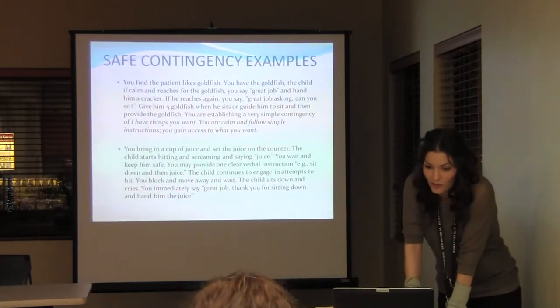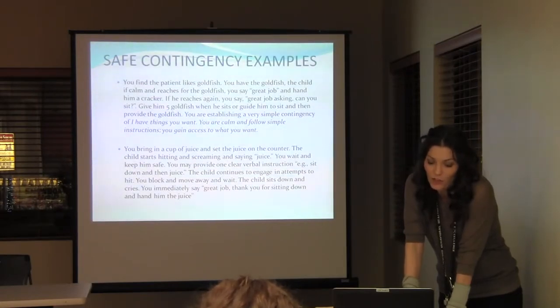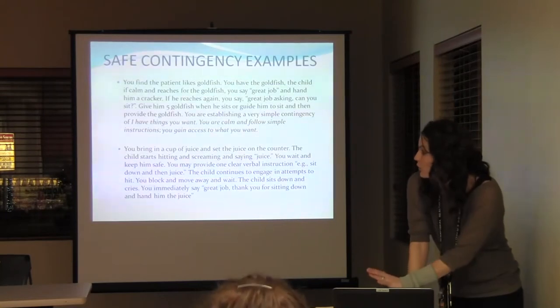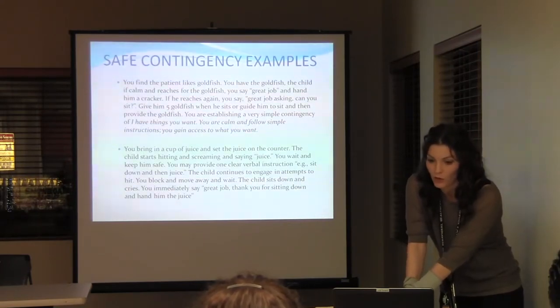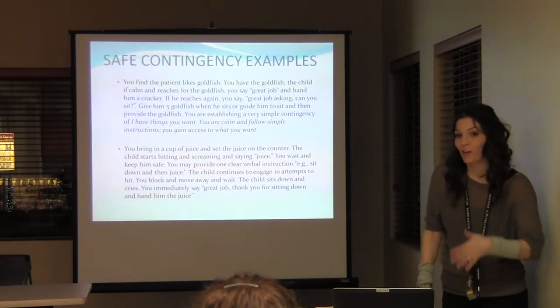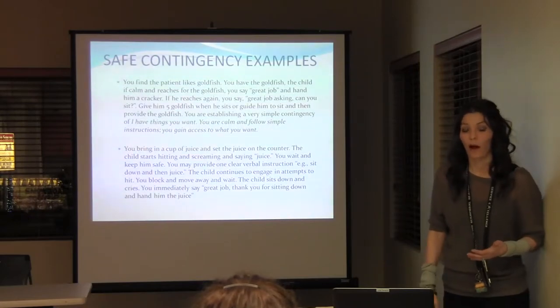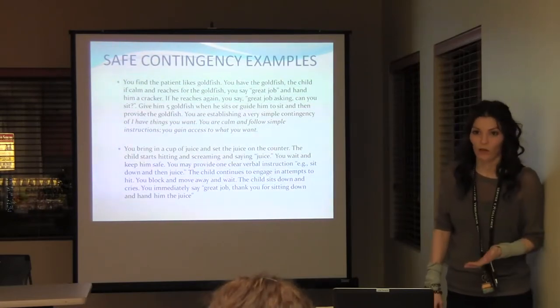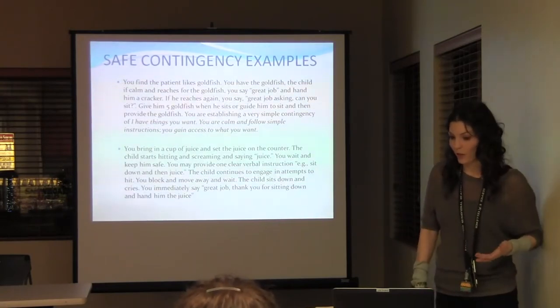Okay, so these are just examples of safe contingencies. We can read through them if you want, but they're examples of what we were just talking about, where you're shaping up an appropriate response that maybe isn't that appropriate, but it's more towards what you want to get to. So this obviously involves having something that you know they like or want, some type of motivating item. If you don't have anything like that, this isn't going to work, but finding that out first is going to be important if you're going to try to shape something up like this.